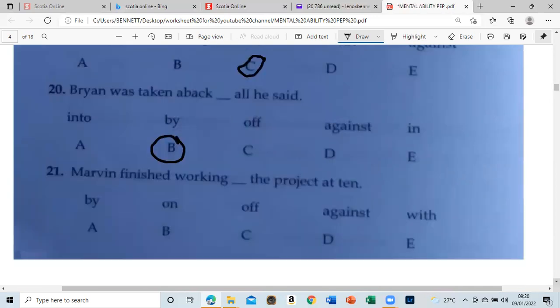Marvin finished working blank the project at 10. So is it Marvin finished working by the project at 10, or Marvin finished working on the project at 10, or is it Marvin finished working off the project at 10, or is it Marvin finished working against the project at 10, or Marvin finished working with the project at 10? And 21 is B. Finished working on the project at 10.